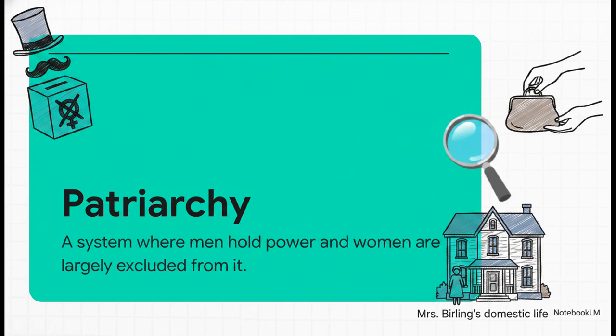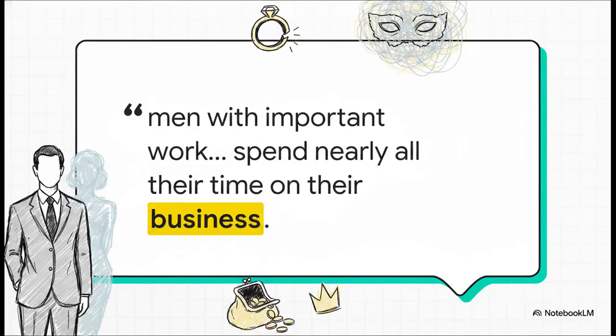So let's see how this plays out inside Mrs. Birling's own home. She actually tells her daughter Sheila, "When you're married, you realize that men with important work to do sometimes have to spend nearly all their time and energy on their business. You'll have to get used to that, just as I had." Now, business here is just a polite euphemism for extramarital affairs. She is giving us clear-cut evidence of her pragmatic, totally conditioned acceptance of male infidelity.